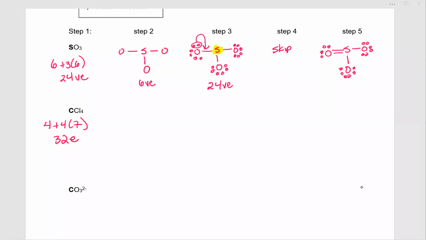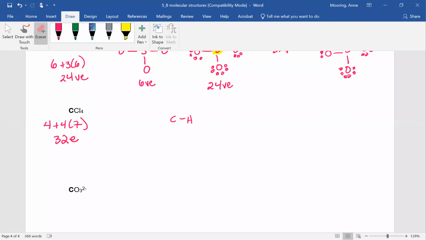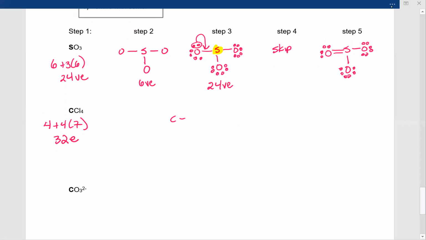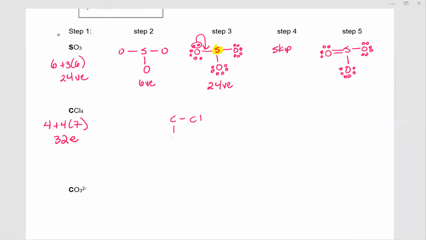Okay, let's see how you did. So you should have had carbon. So I'm going to do this very quickly for you. Off to a good start using carbon with 4 chlorines around it.